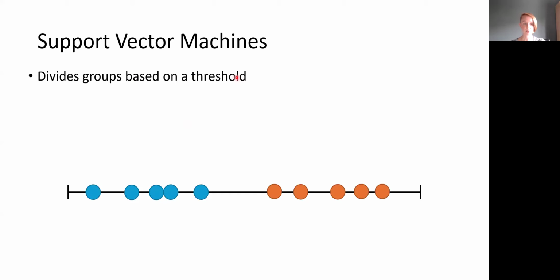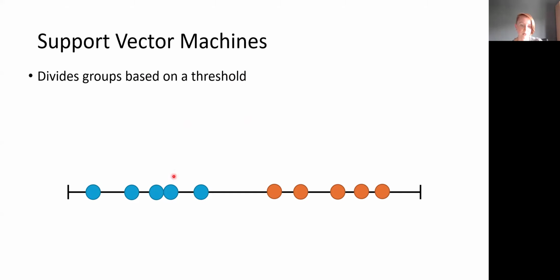So essentially, support vector machines, at the simplest level that we can think about to build up, divide groups based on a particular threshold. So if you imagine we have group A, group B here, we could put a line here and call that our threshold. Anything that's below the threshold becomes group 1, anything that's above becomes group 2.